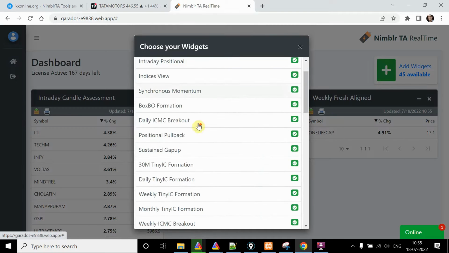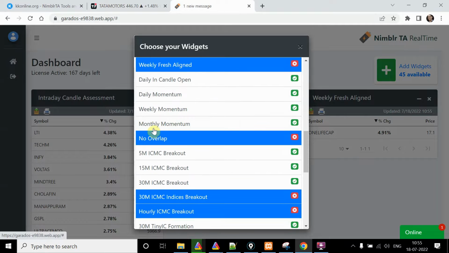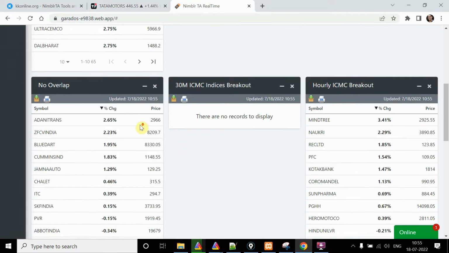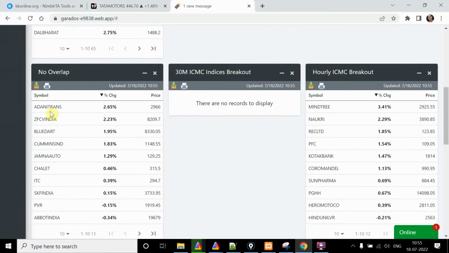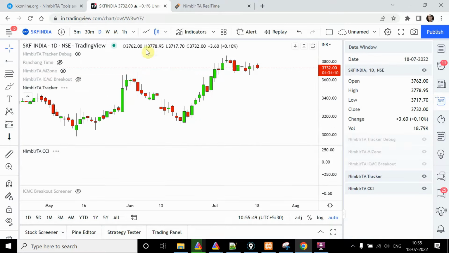Similarly, we can have more widgets. For example, over here, no overlap, right? So in this case, where is the no overlap which is happening? So Blue Dart is giving a no overlap. ITC is giving a no overlap. SKF India is giving a no overlap. Let's check some of these stocks so that we understand them better.